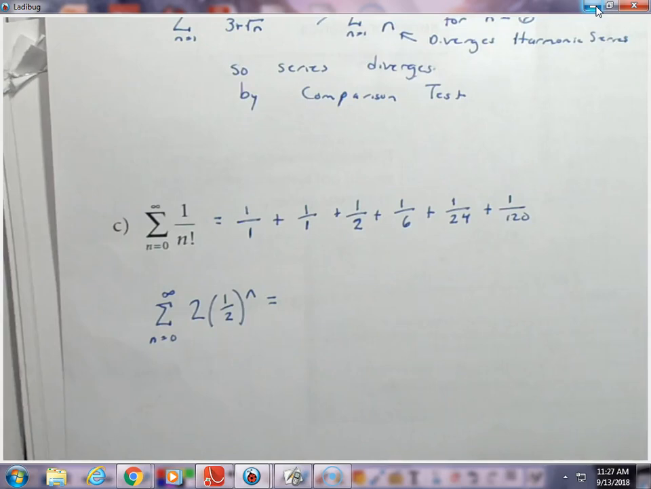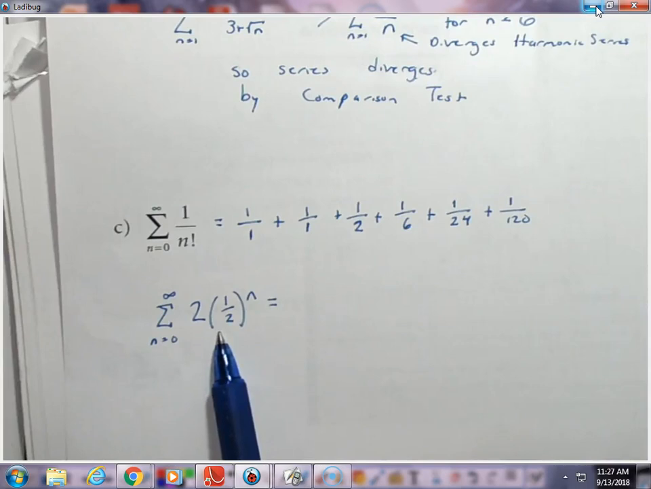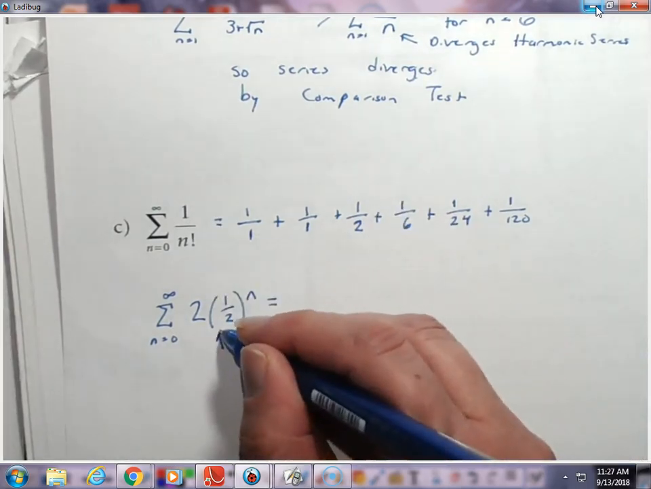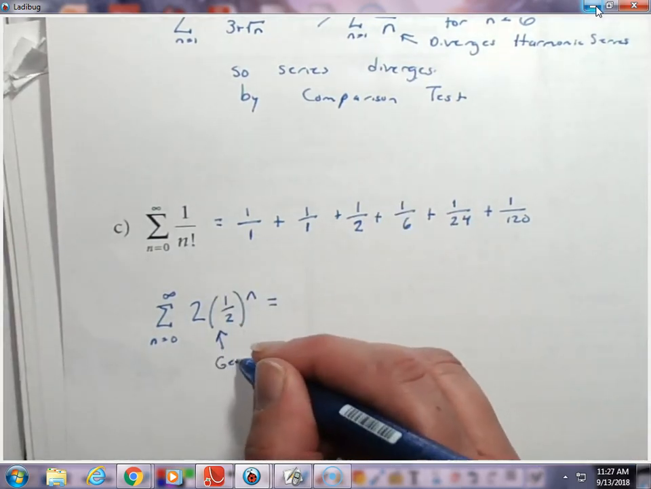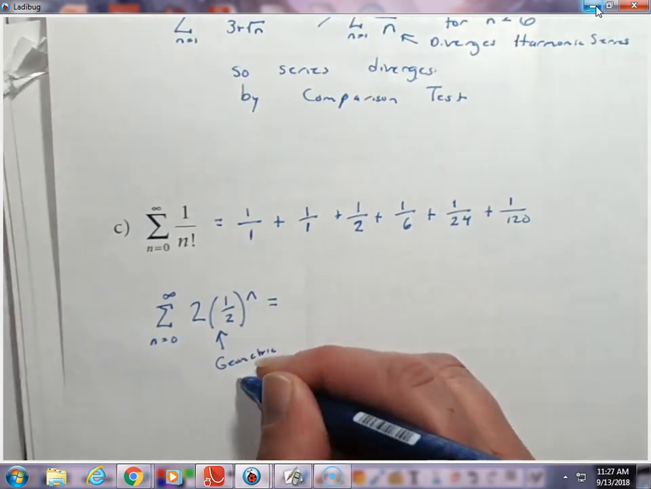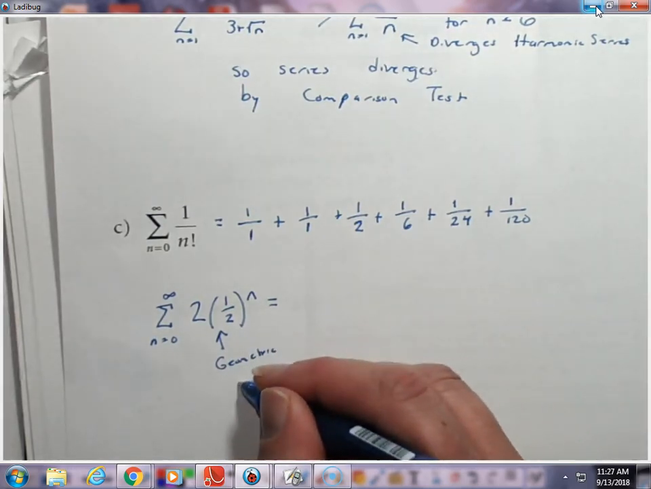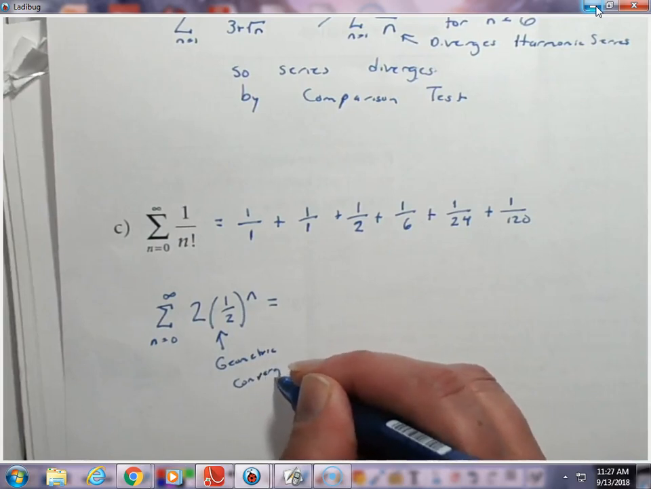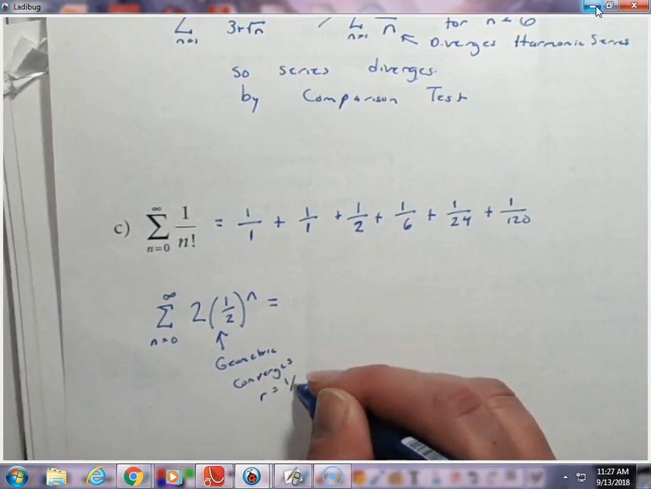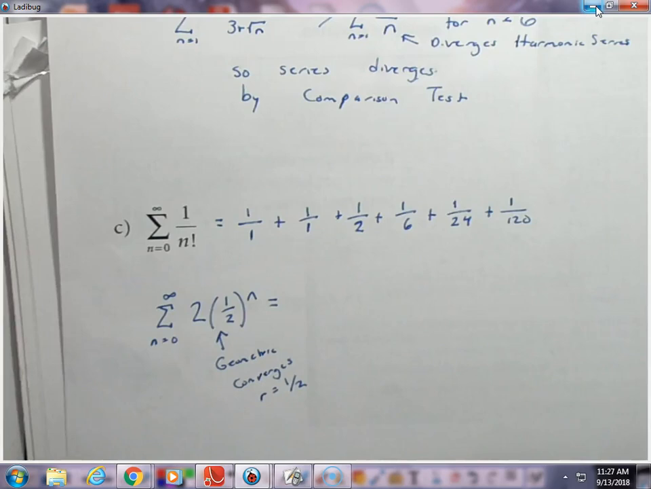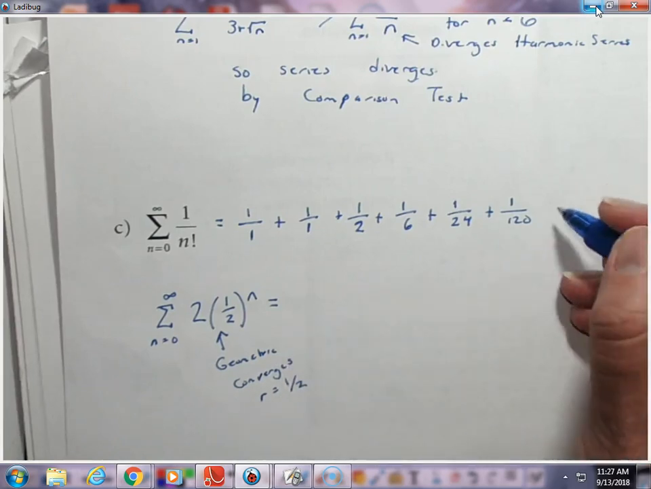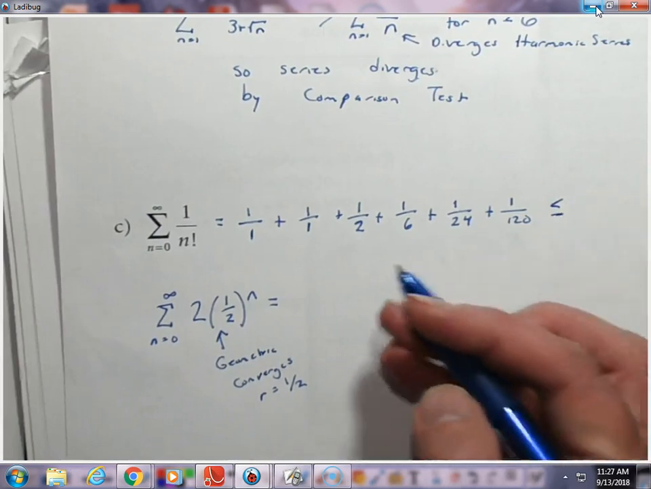Okay, so do you see the logic? What I'm comparing it to is a known series. What kind of series? It's geometric. Does it converge or diverge? It converges, and you know that why. Okay, so I must be hoping that what I've got is less than that. Or technically less than or equal to.